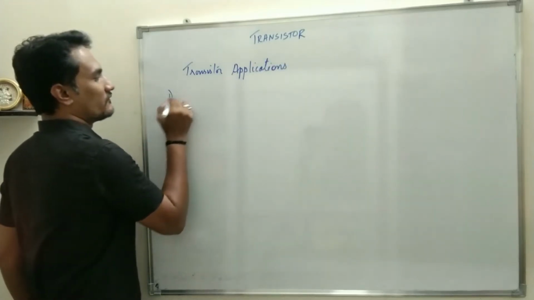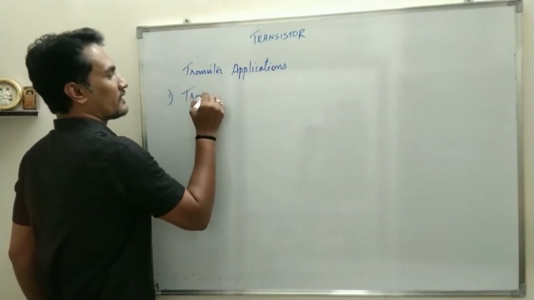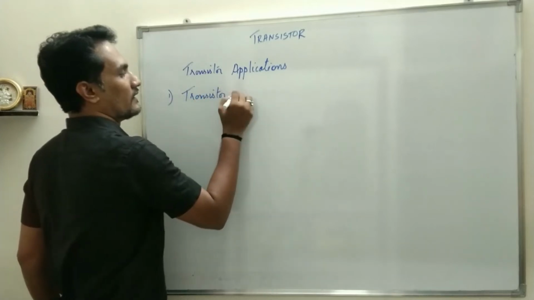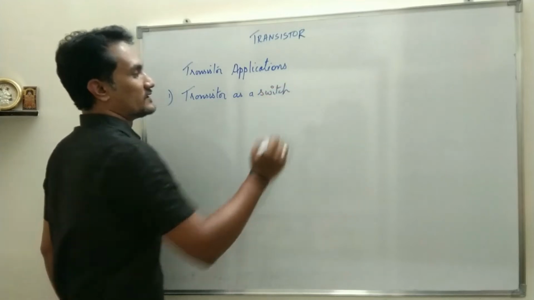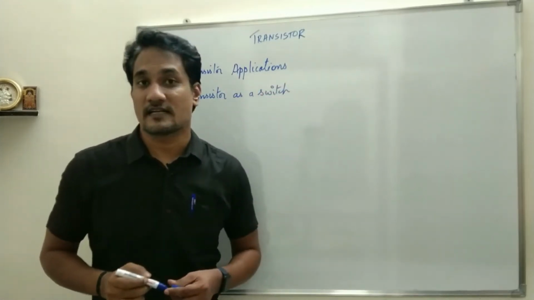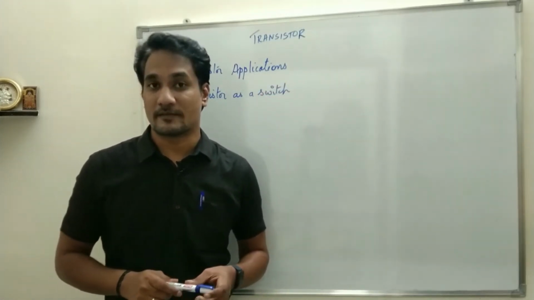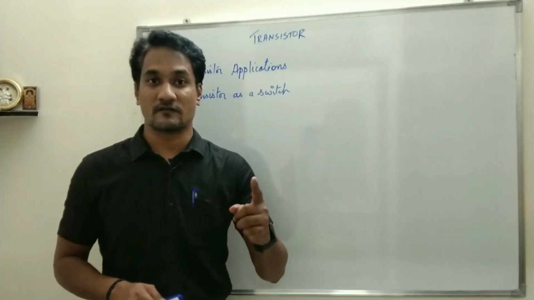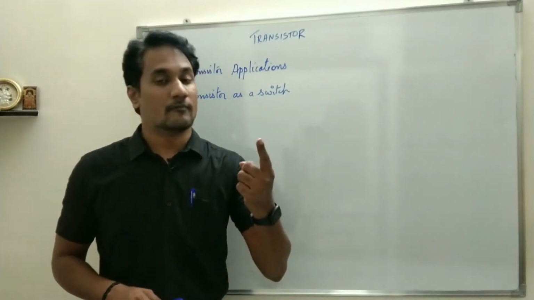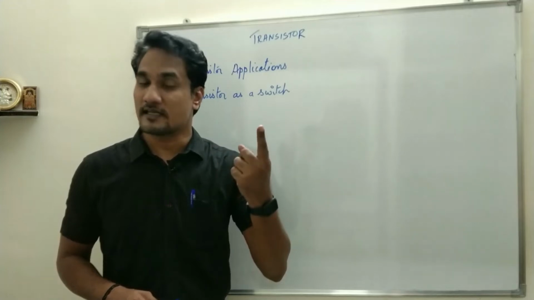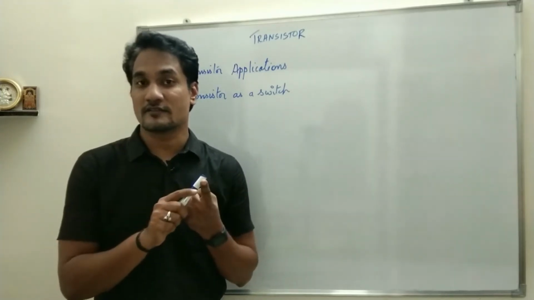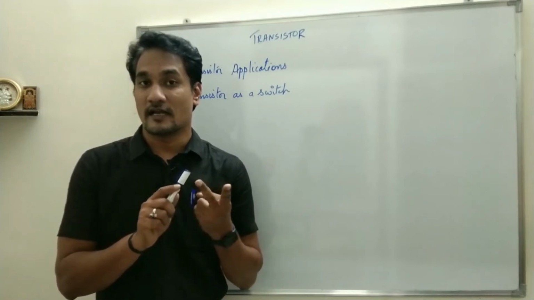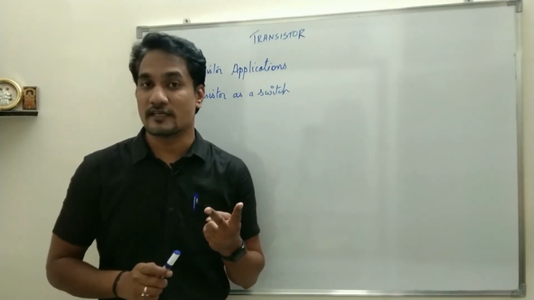In that, first we will try to understand transistor as a switch. When I say transistor is acting as a switch, that means either the transistor will be in on state or completely off state. On state or off state. And when I say on state, that means heavy amount of current is flowing through the transistor, and off state means no current is flowing in the transistor.